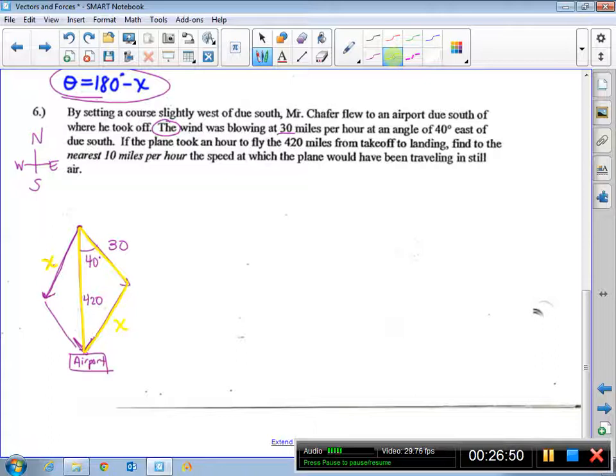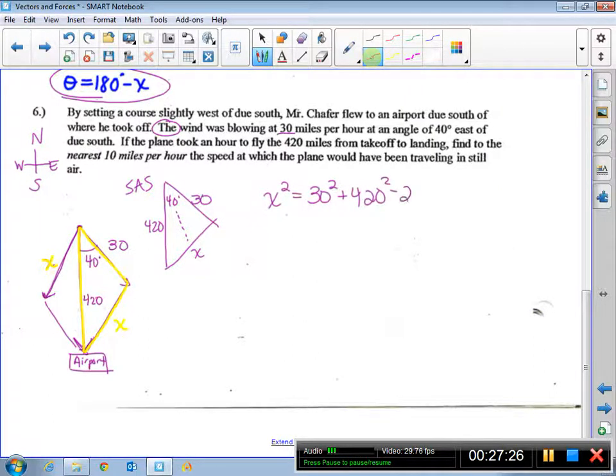And now you should be able to tell me law of sines or law of cosines. Focus on this yellow triangle. Pop it out if you need to. Not a big deal. This is 420. This is 40 degrees. This is 30. This is x. Take a look at what you have. Side angle side again. And so you need law of cosines. Set it up and you can finish it. Cos of 40. There we go.